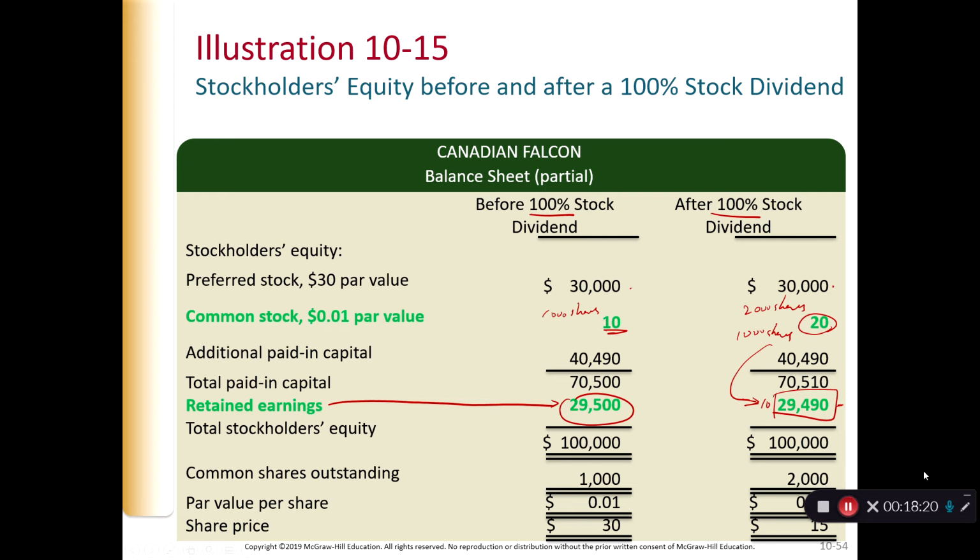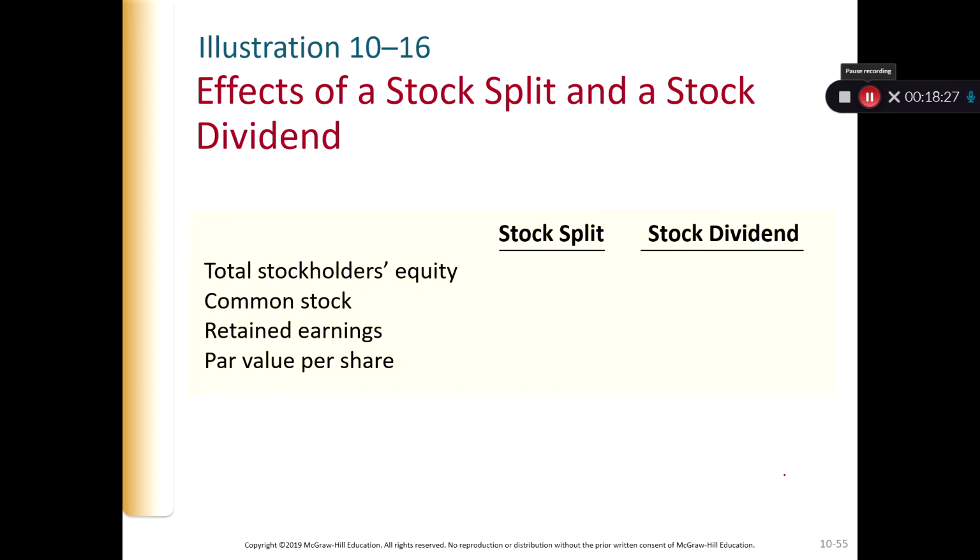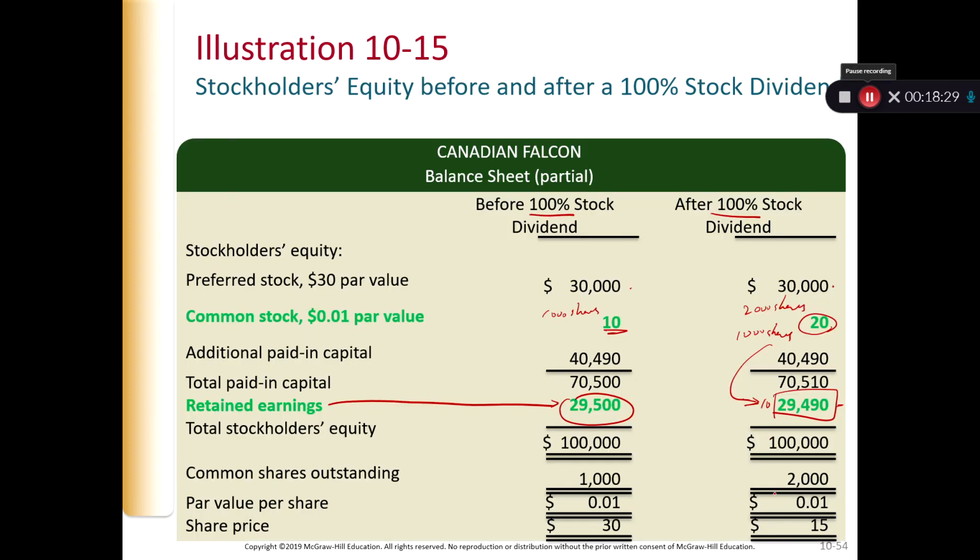So the common stock outstanding here is going to be 2,000 shares rather than 1,000 shares, and the share price is going to be reduced by half. Look at that. Before, it was 1,000 shares sold at $30 each. Because you declared an extra 100% stock dividend, the share price was cut in half.